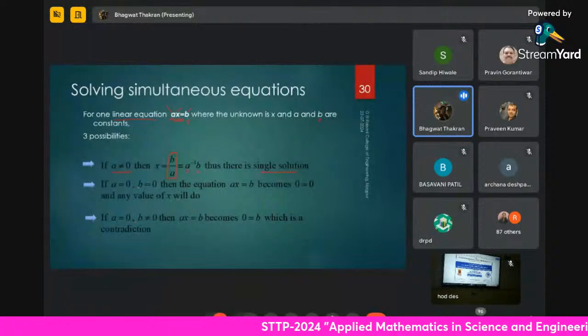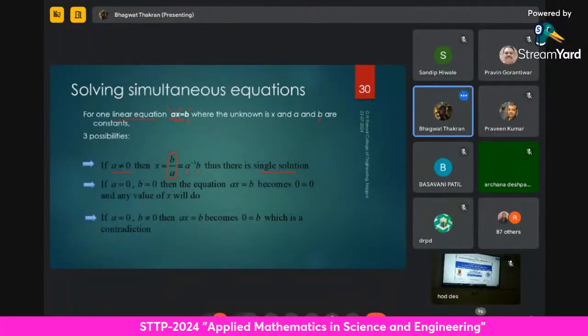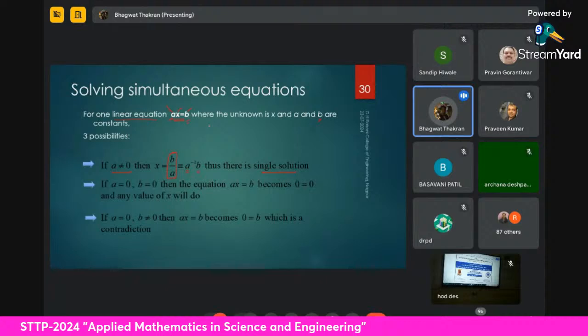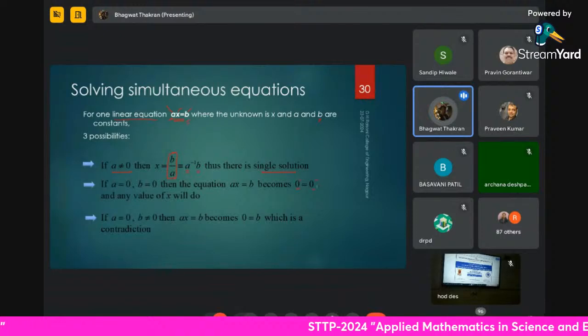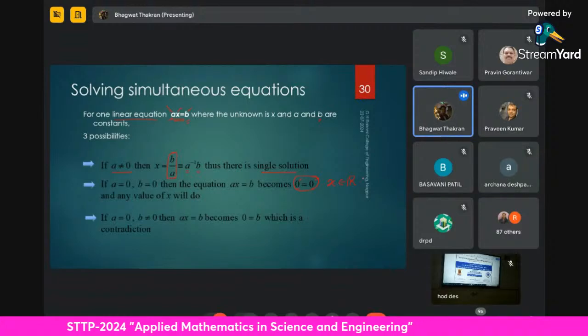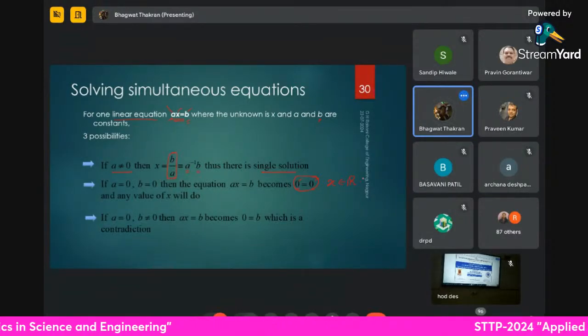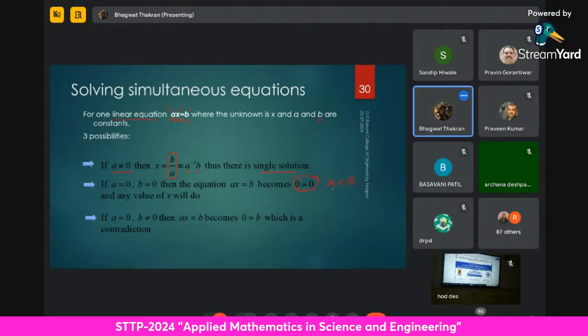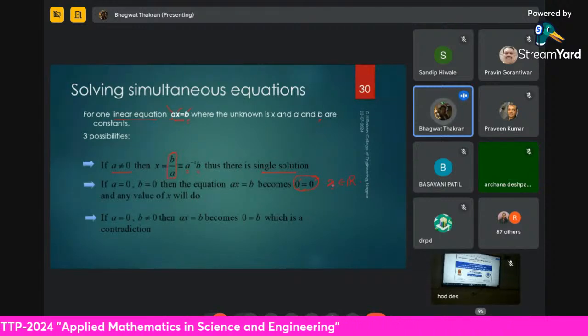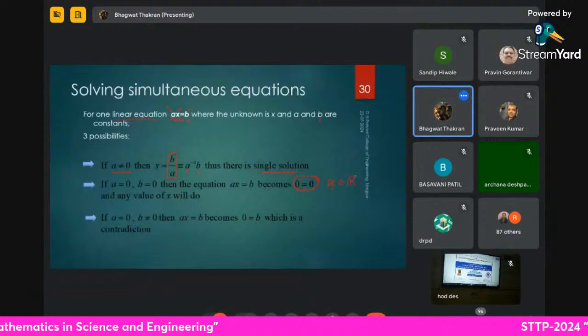But if both the values are 0, if A is 0 and B is also 0, having the equality, I can say that X can be any real number. Whatever value I take for X, my equation equals 0. So X will have infinite solutions.